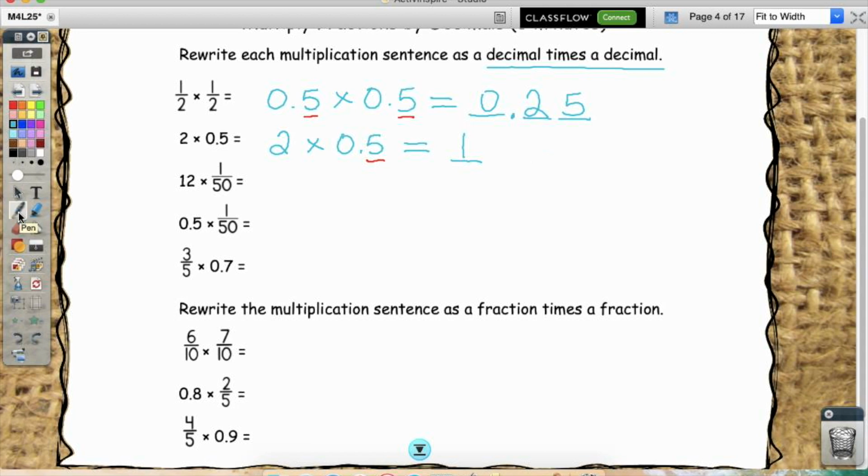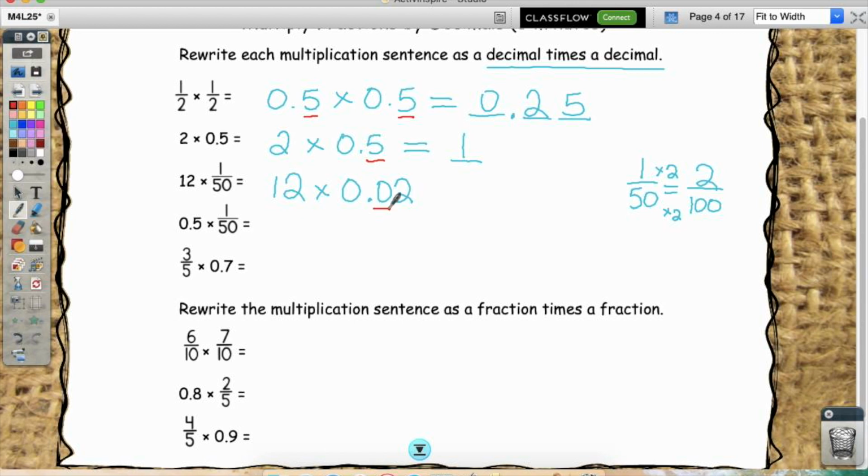Okay, so now we got to combine 2 things. These both have to be decimals, so I'm going to change the fraction to a decimal. Who remembers how to do that? We just learned on the page before. Everybody write it down. Max, write this down. So 50 times what? 2. Okay. So 1 times 2. So 200ths. So I've got 12 times 200ths.